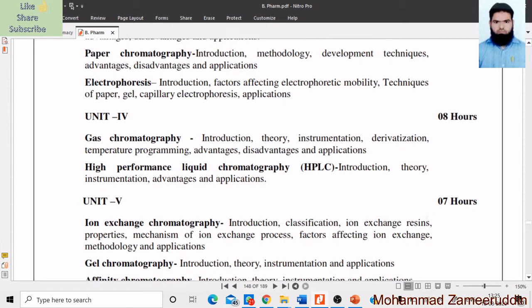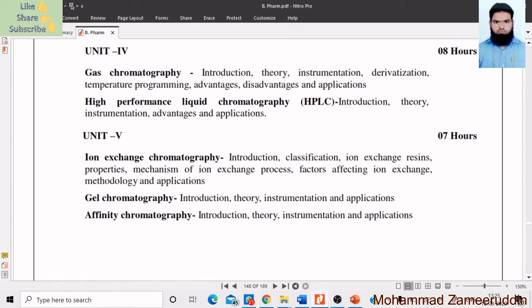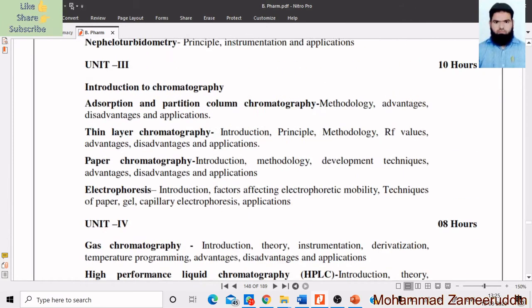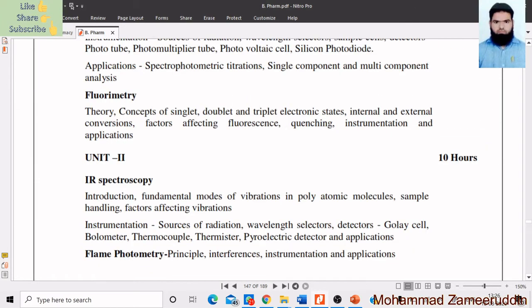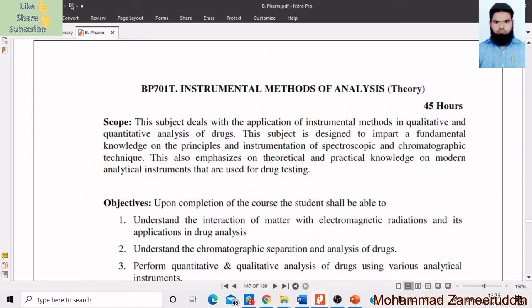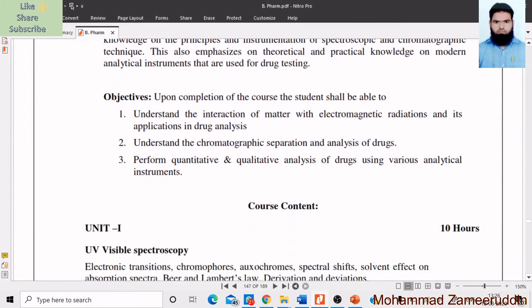So friends, these are very important chapters. These have more weightage from the exam point of view. Unit 5 is ion exchange chromatography, gel chromatography and affinity chromatography. So this was the whole syllabus that we are going to learn in instrumental methods of analysis. After that we will start with the first unit, that is UV visible spectroscopy.